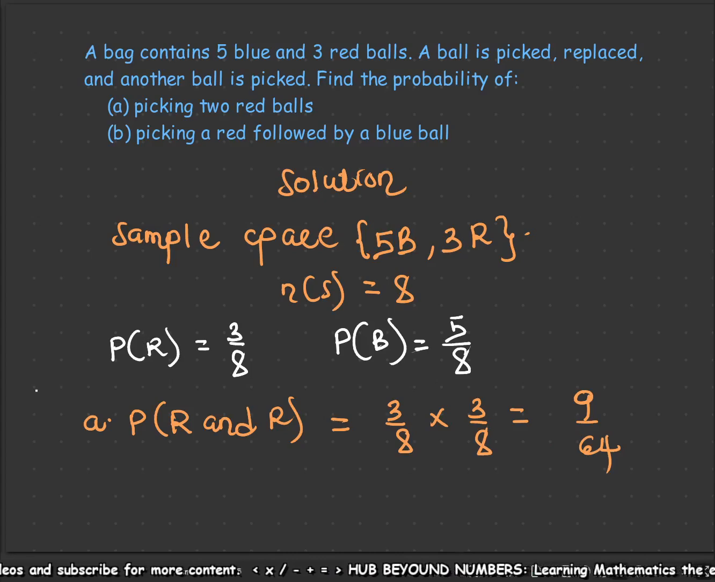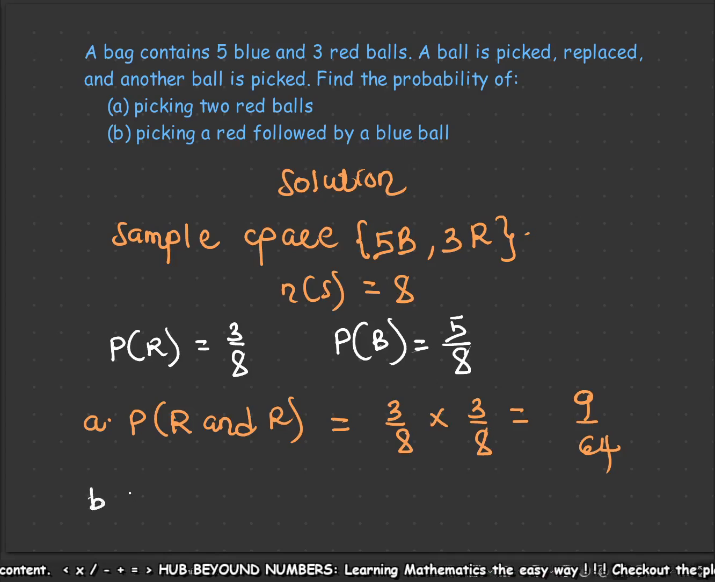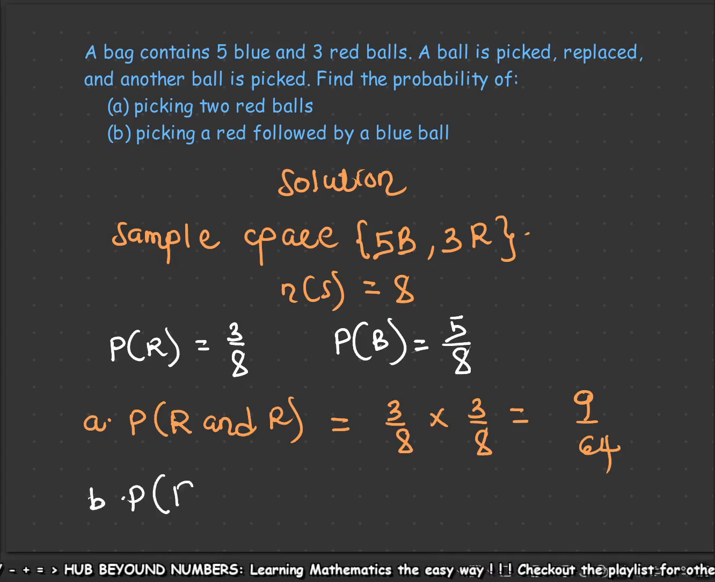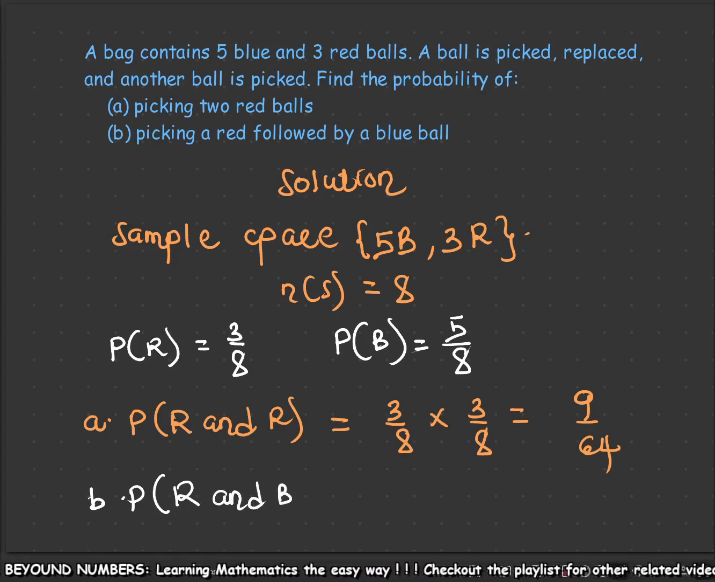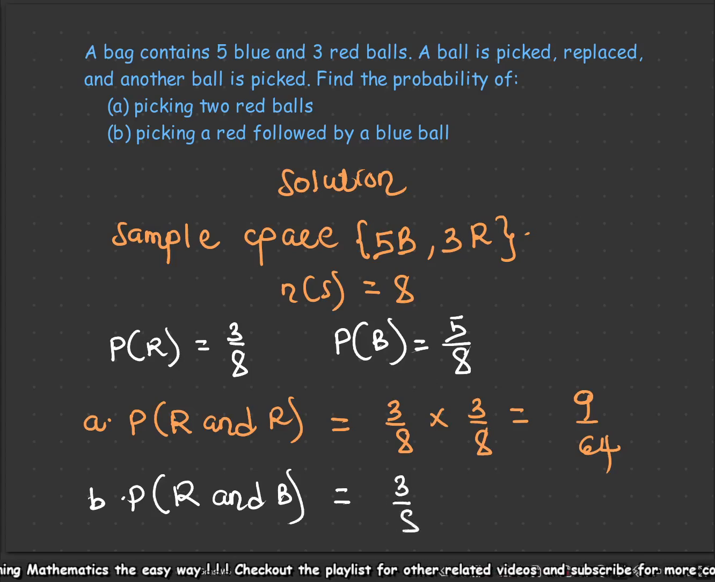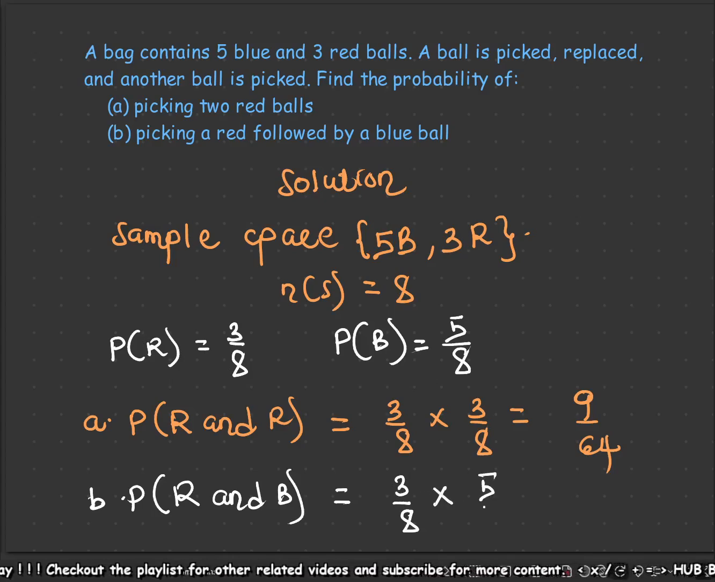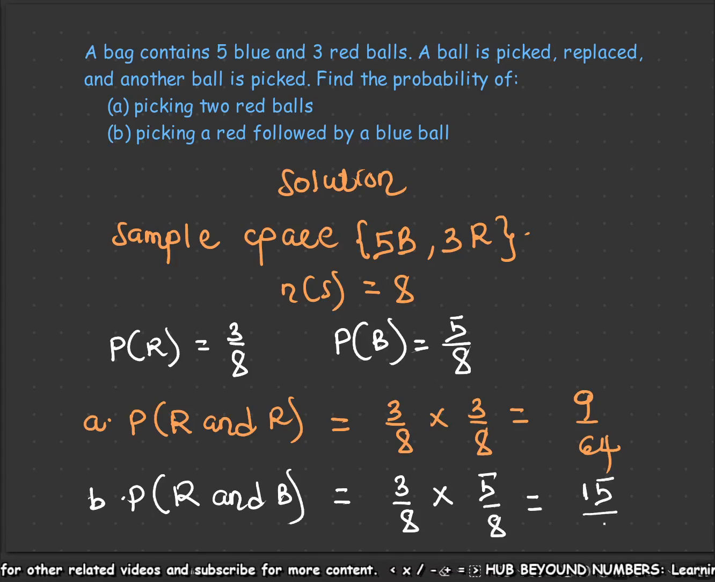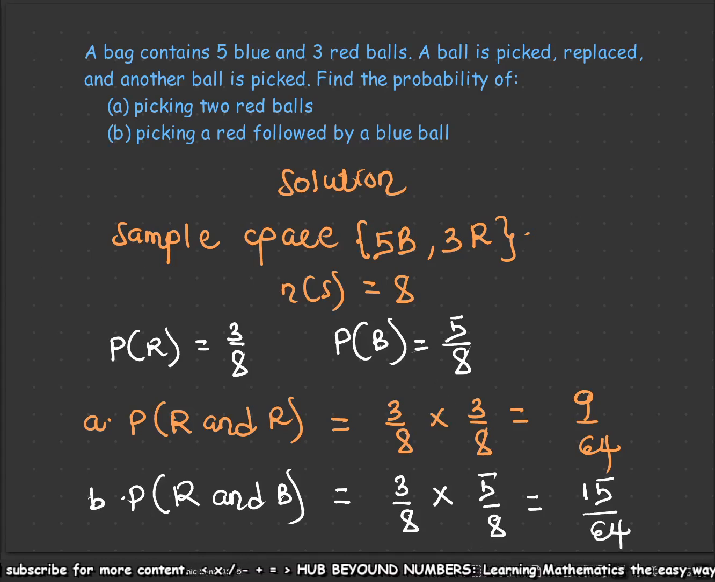Then that takes us to the next one, which is the probability of picking a red ball followed by a blue ball. So B, the probability of picking a red and a blue, right? The probability of picking a red ball is actually 3 over 8, as we have done here, then followed by a blue ball, times 5 over 8. And simplifying that gives us 15 over 64. So basically, this is how we work with independent events, right? This is how we work with independent events.